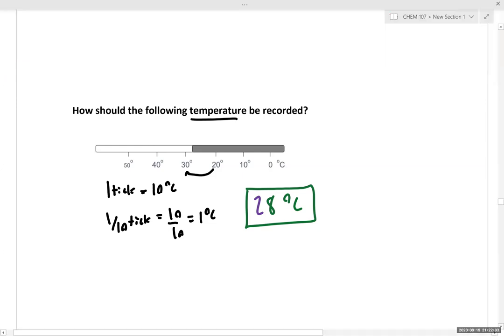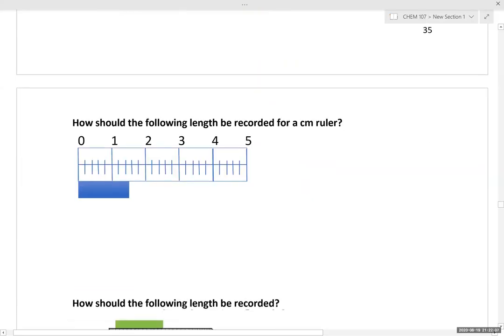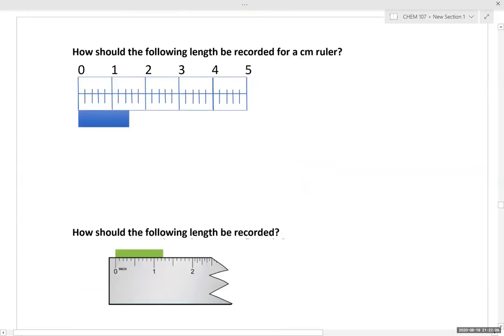Perfect. The responses I saw for these 2 examples looked great. So let's now do some length recordings, and let's work on these 2 examples, and let's ask, how should the following length be recorded? Now, it's really important to note, you need to figure out the value of a tick and then the value of a tenth of a tick before you try taking your measurement.